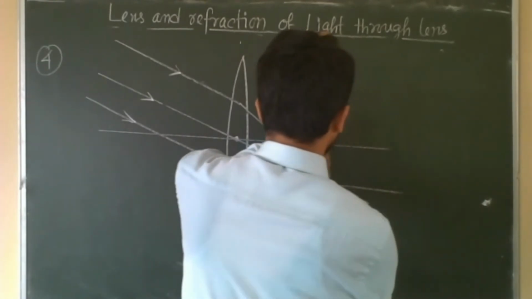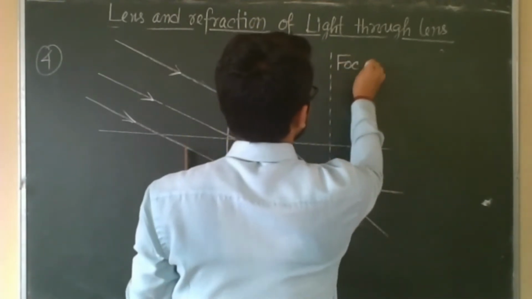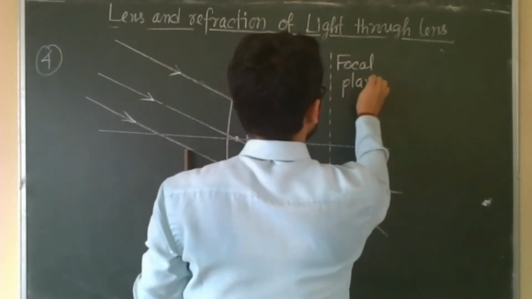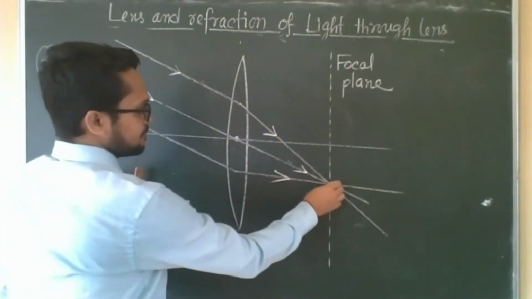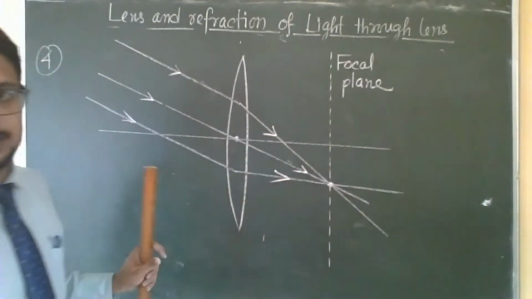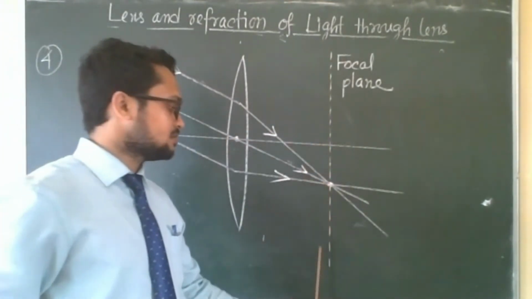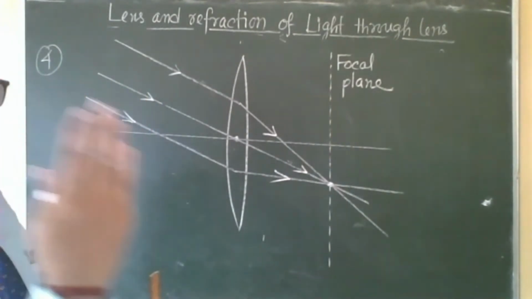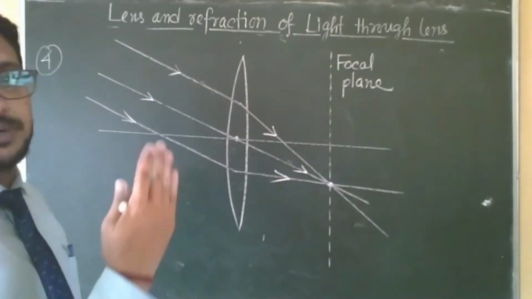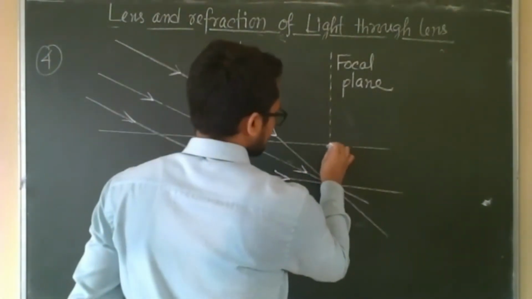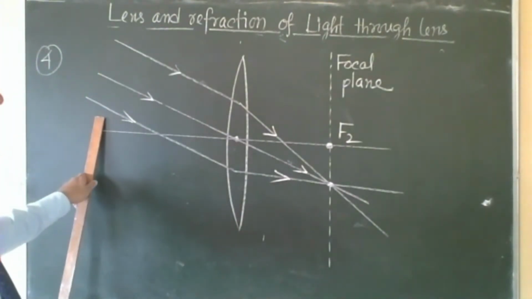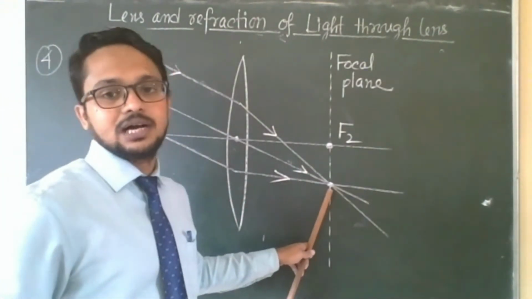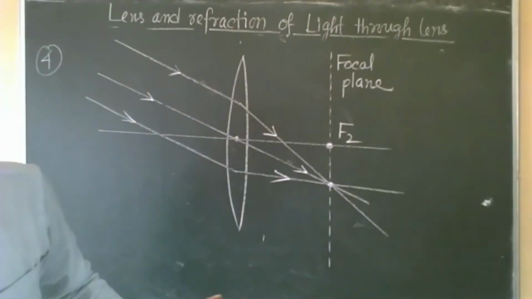This is the focal plane. The rays will meet at a point, but the point will not lie on the principal axis. The point will lie on the focal plane. Focal plane is a plane which is perpendicular to the principal axis and passing through focus. Focus will lie here. This is F2. So when incident rays are parallel, then they will meet at the focal plane.